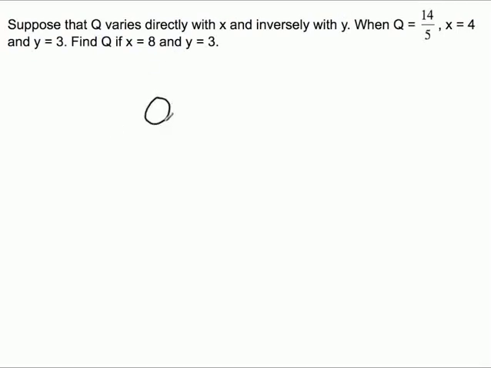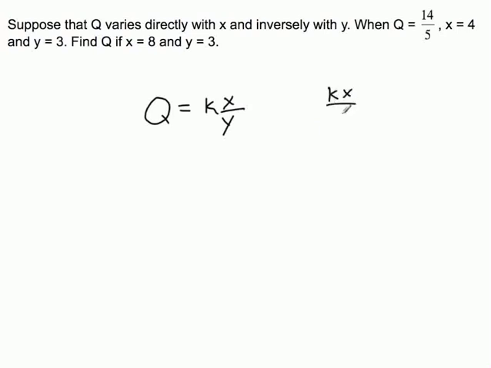So q varies directly. In other words, we're going to have some constant k multiplied by x and then divided by y, because it's going to be directly with x and then inversely with y. Another way to write it is like this, but I like to leave my constant separate so I can deal with it separately. So I'm going to write it like this.